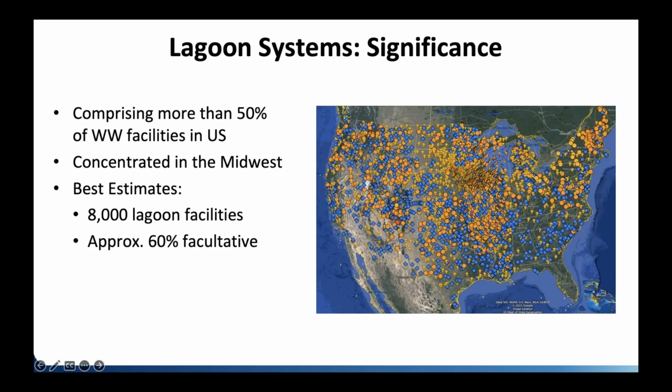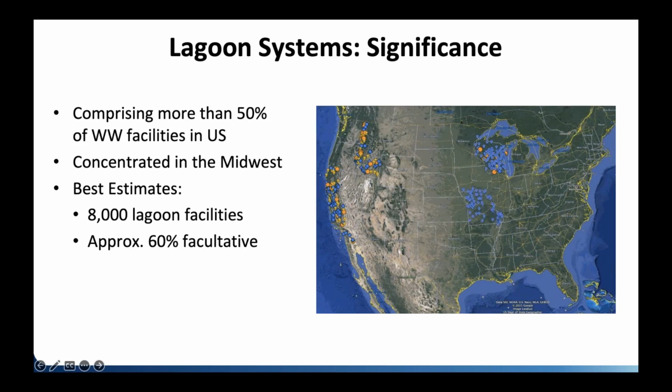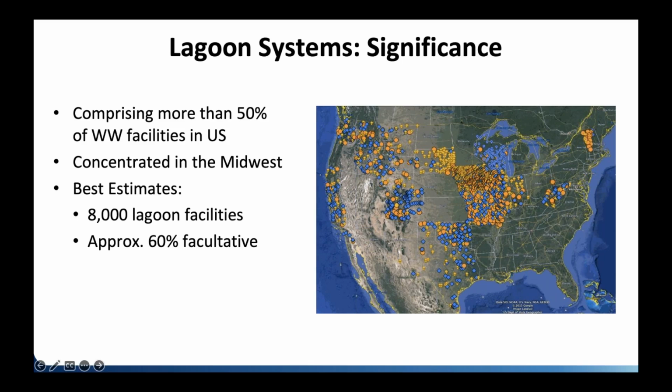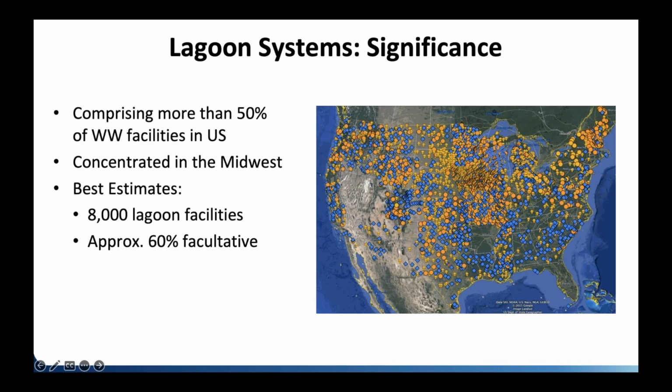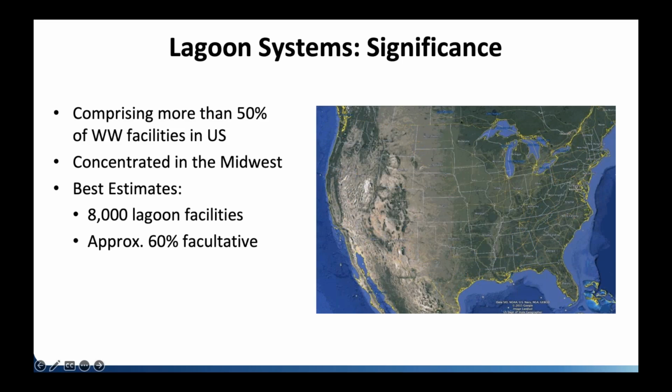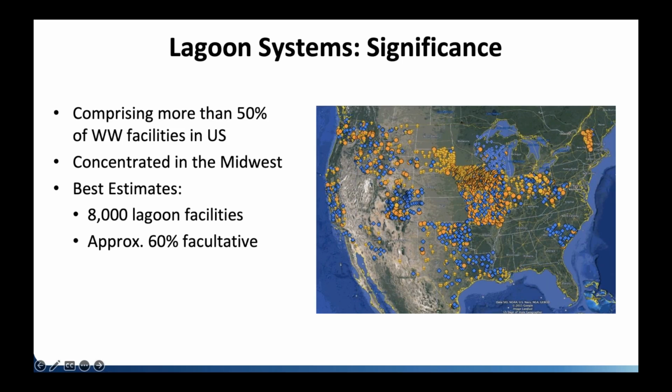And you can see in this map, this is a map that we created and worked on, that shows you all the lagoons and all the different locations. It's very significant. 60% of those lagoons are what's known as facultative lagoons, and we'll talk about what a facultative lagoon is here in a minute.